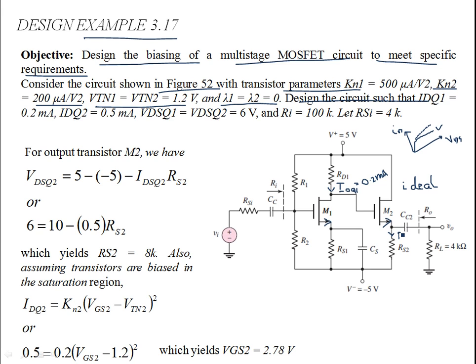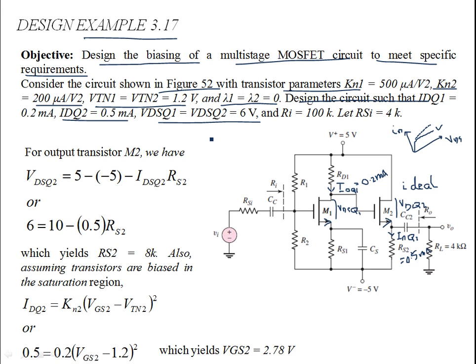Similarly, for the second MOSFET, IDQ2 is given as 0.5 milliamps. This is what the design requirements are. You are given the Q points associated with the currents and the voltages. So this voltage is VDSQ2, and then you have VDSQ1. These are also specified as 6 volts. Both are 6 volts.